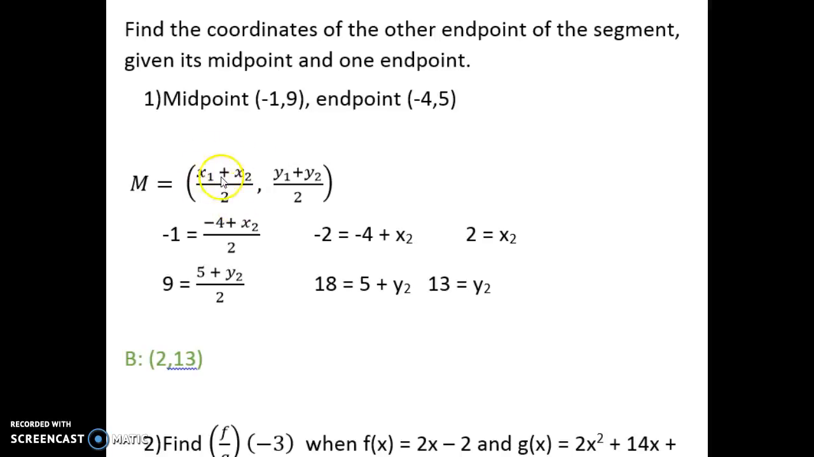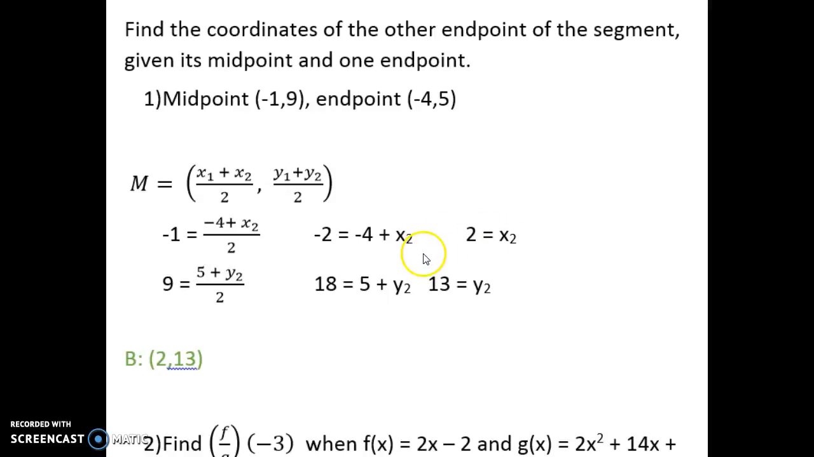So to get our x coordinate of the midpoint here, I average the two x values. So the x value I know and the x value I don't know. Divide those by 2 and they will equal the x value of the midpoint. So now you can solve this equation down, multiply both sides by 2. At this step, add 4 to both sides, and you get the x value of the other endpoint.